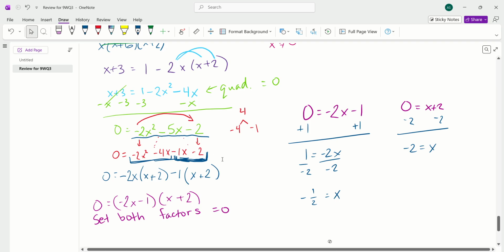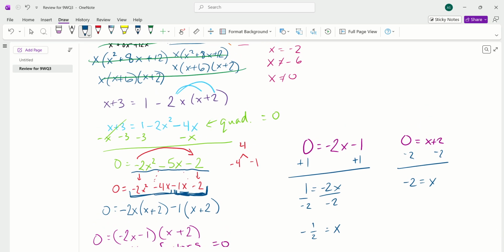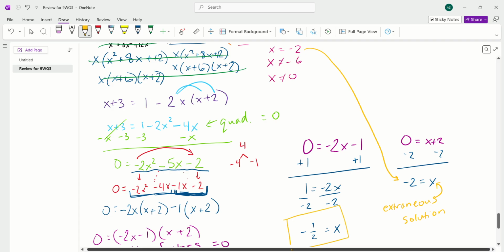Okay, before we lock in our answer though, we need to double check that they are allowed to be our answers. And sure enough, we realize that negative 2 is not allowed to be our answer. So this is an extraneous solution, leaving you with just negative 1/2 as your true answer.